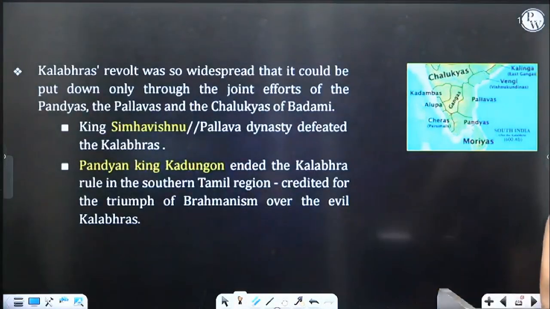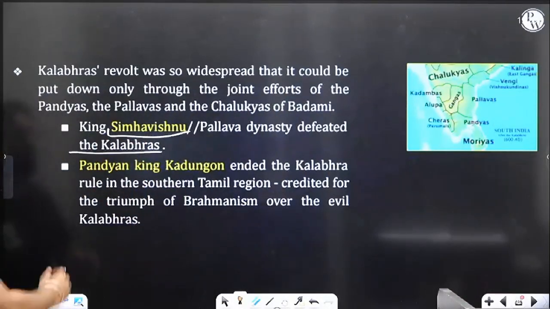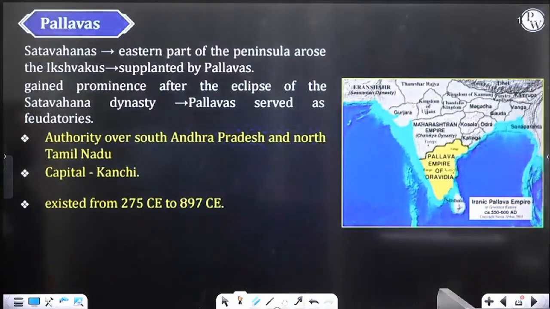Now King Simha Vishnu, from the Pallava dynasty, will defeat the Kalabharas and is one of the main founders. Other than that, there is a Pandyan king as well, but right now we are talking about Simha Vishnu. The story starts from Simha Vishnu only.